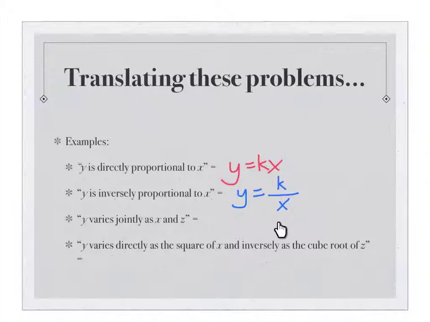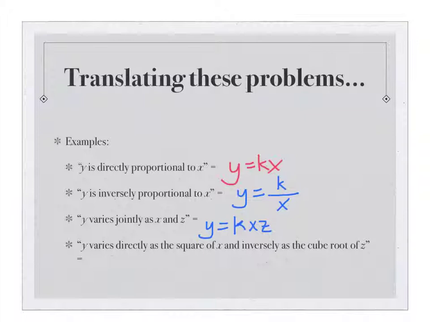And then we have jointly. Y varies jointly as x and z is k times x times z. So when it says jointly and it doesn't say anything about inverse or direct, it's like they're both direct, x times z times k. And again, you still have that constant of variation k.